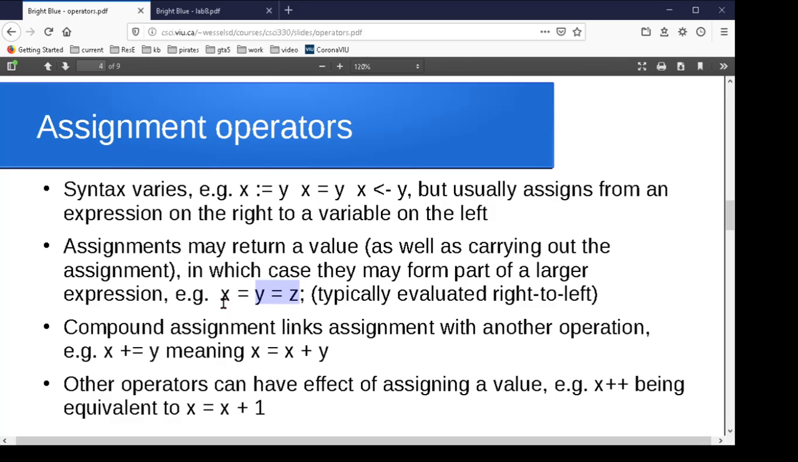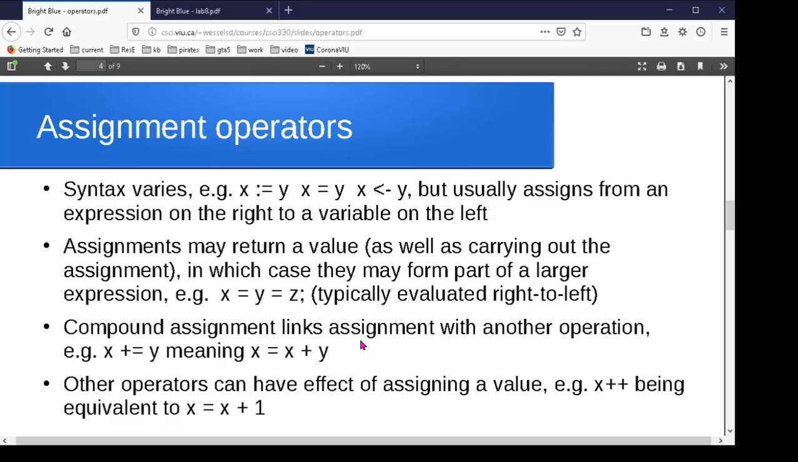From a programmer perspective, it just looks like we're going from right to left, saying, okay, assign z to y, and then to x, and then to whatever, and you just go through the chain. But if you're thinking about it at a deeper level, this really is an expression whose value is this thing on the right-hand side.